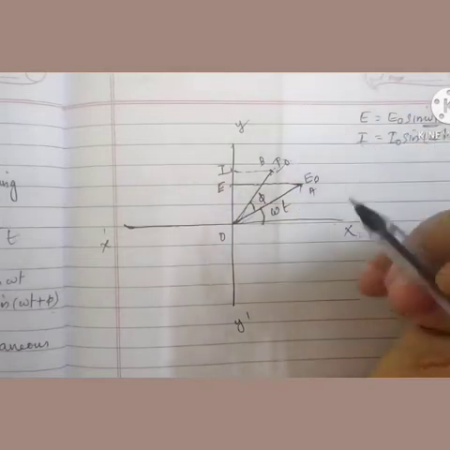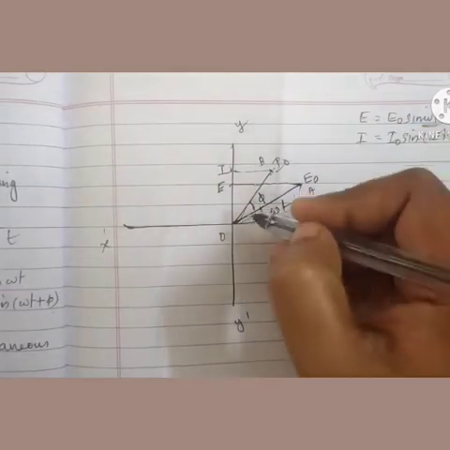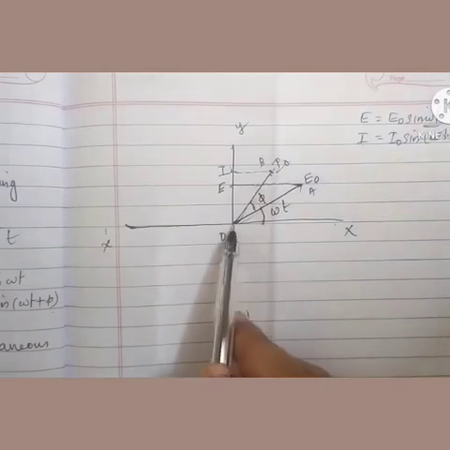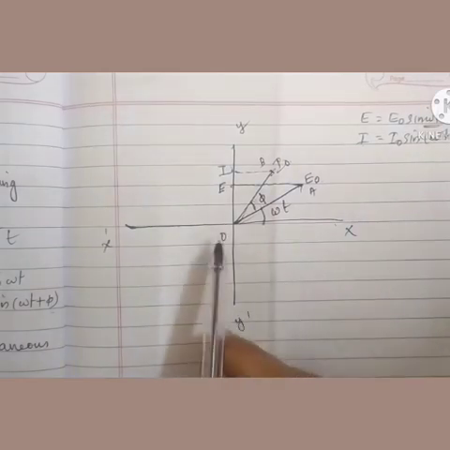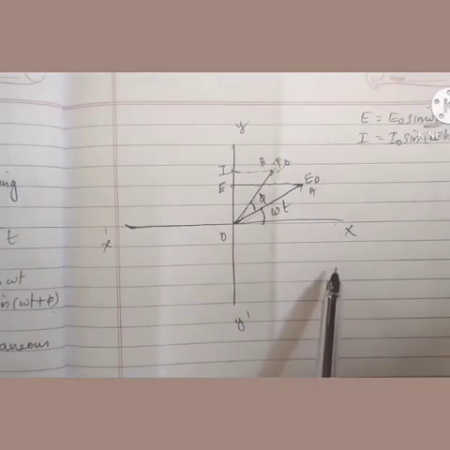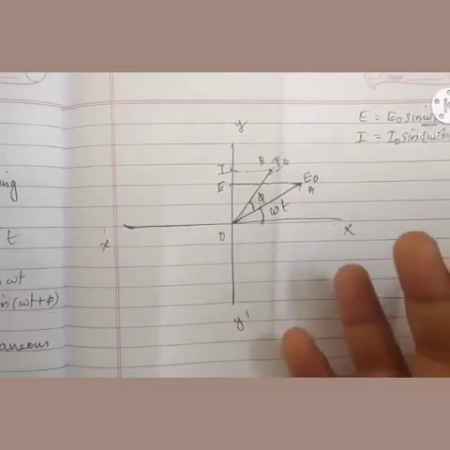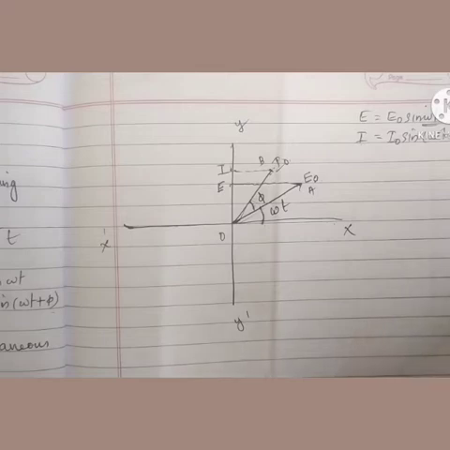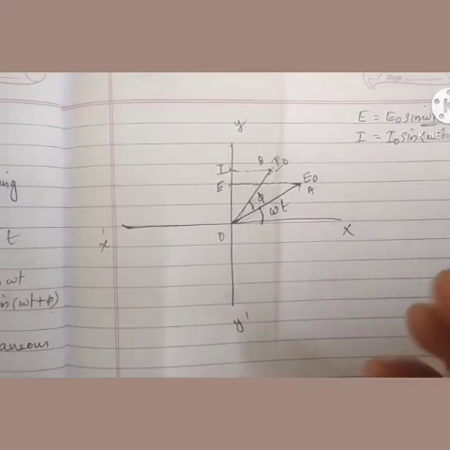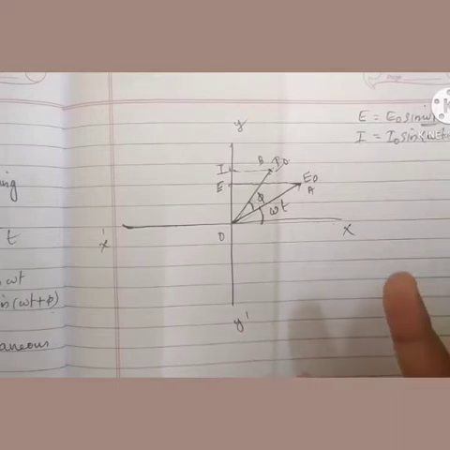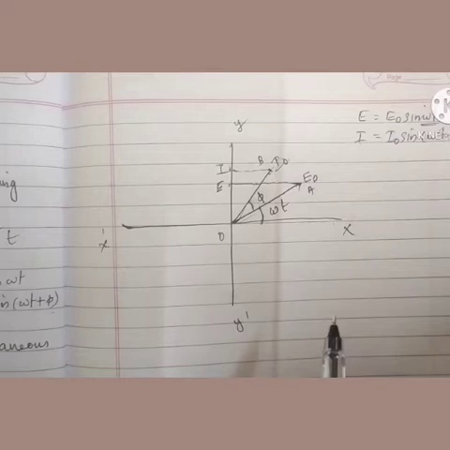Suppose if it is lagging behind, then you have to represent it here. That is, here it will come like this. So how much it lags behind? In such a way the phasor diagrams will change depending upon the angle, and this is the easiest or simplest way to represent the sinusoidally varying quantities like alternating EMF, alternating current, etc.